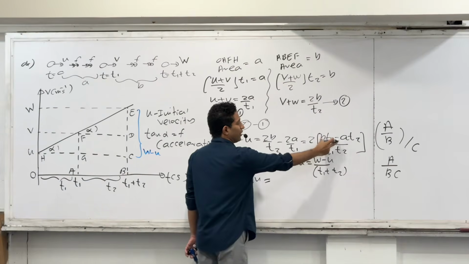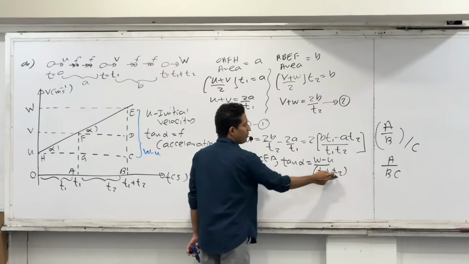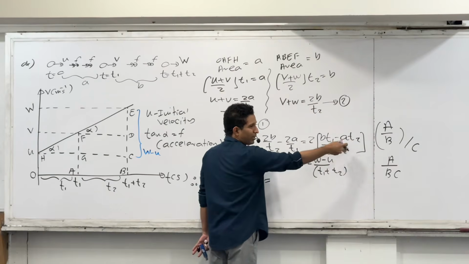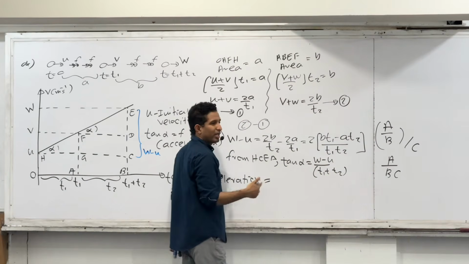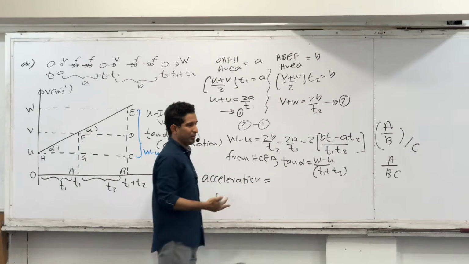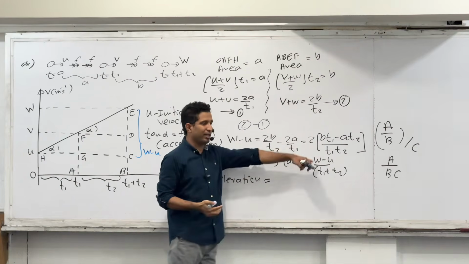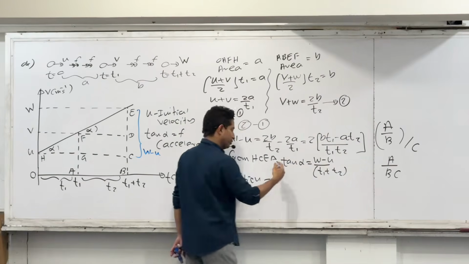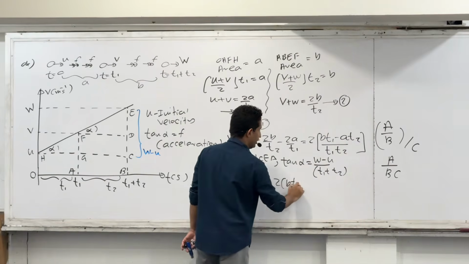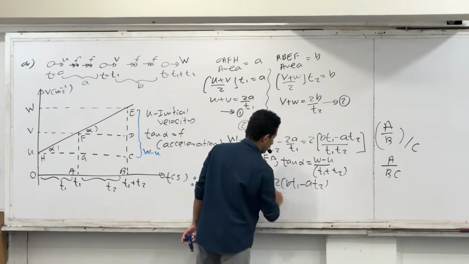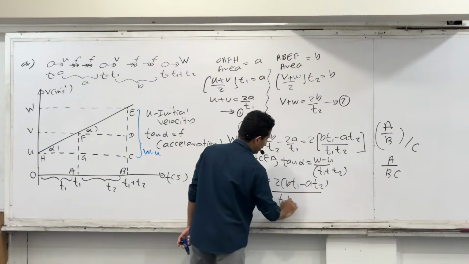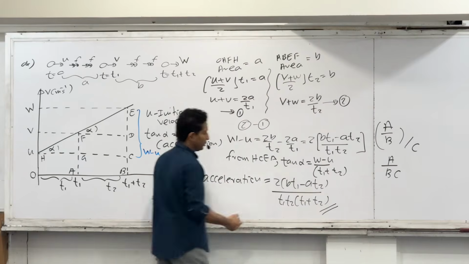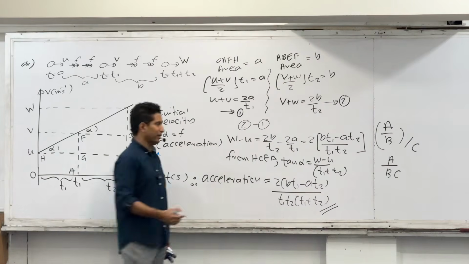Instead of W minus U, when you put this one, divide by T1 plus T2. Same thing here. See, this over T1 plus T2 is simply 2 times BT1 minus AT2 divided by T1 T2 times T1 plus T2. Now you have found the acceleration, in meters per second squared.